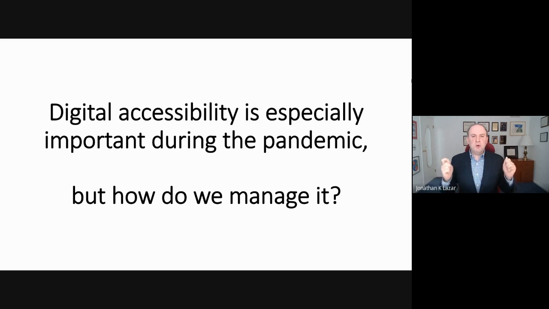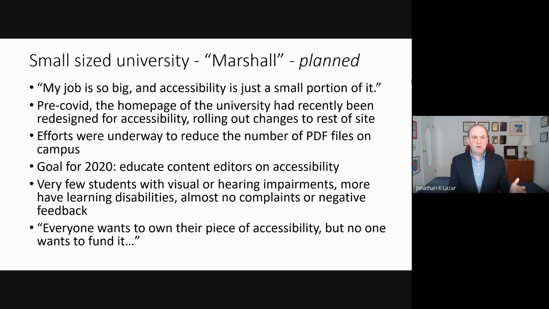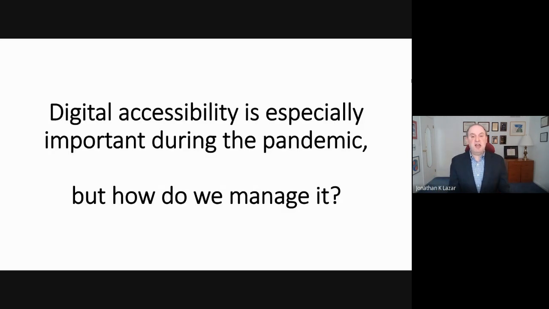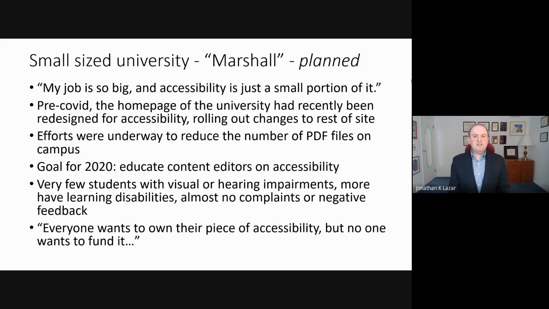My overarching question here is, since digital accessibility is especially important during the pandemic, how do we manage it? How do we manage it? So let's start by talking about Marshall.